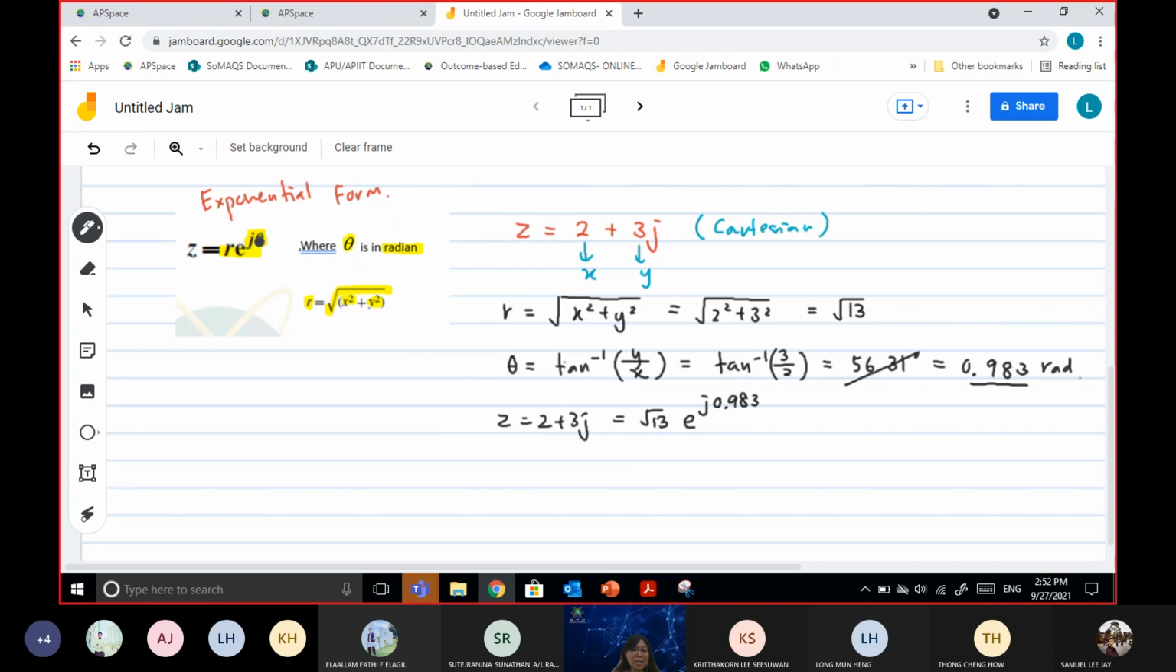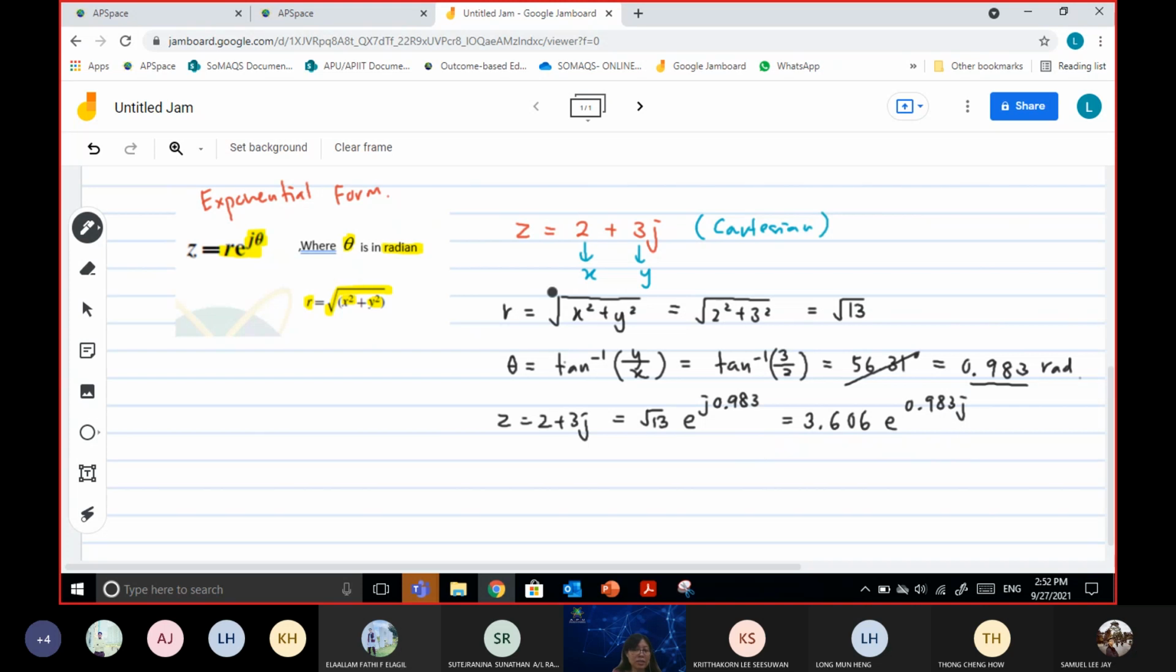Okay, so r e^(jθ), the r is square root of 13, then e^(j), then the theta is 0.983. Okay, so that's how you write it. And of course, we can also calculate the value of square root of 13 and express it as a decimal, so it will be 3.606. Then e power of 0.983j. You can also express it in this way. Okay, so can you understand?